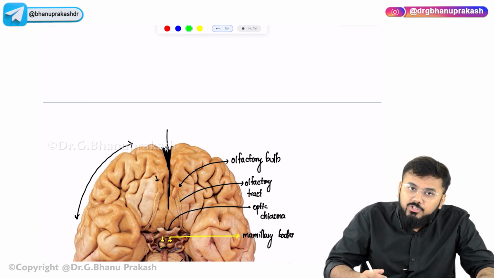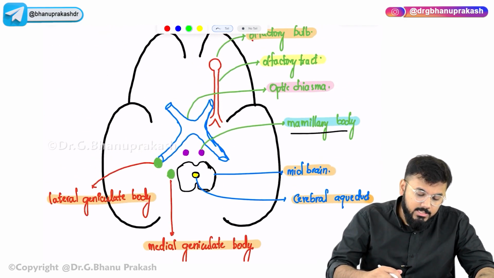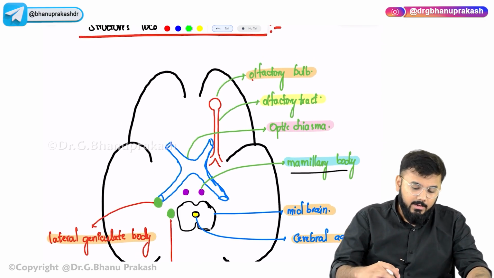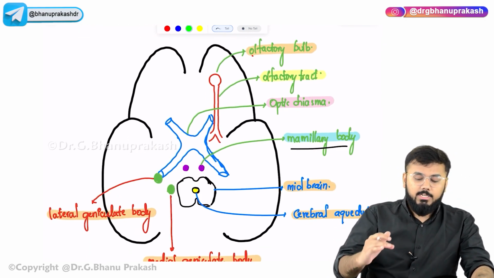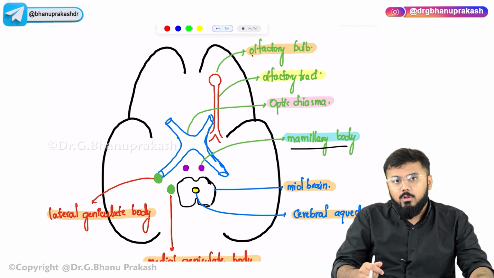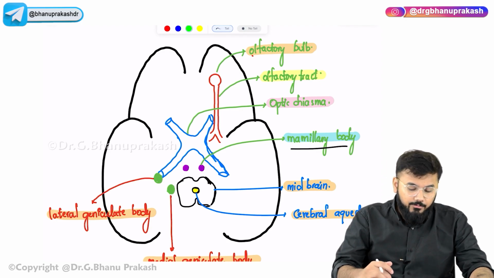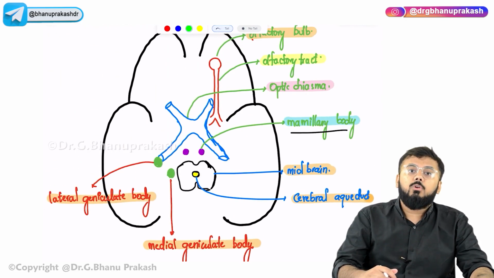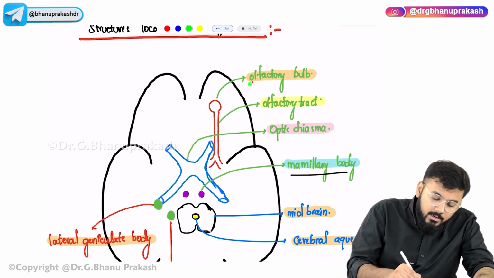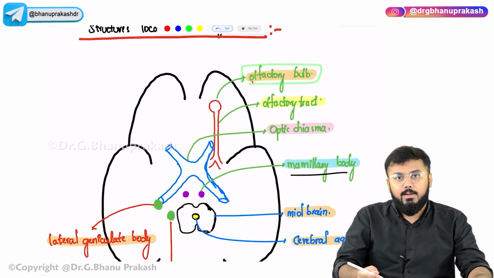The next important thing which we shall be discussing is what are the structures that are present on the base of the brain, right? So, these are the structures which you can see in the base of the brain. What are these structures, guys, here? So, the first important structure which you can come across on the base of the brain is this particular one, which is called your olfactory bulb.